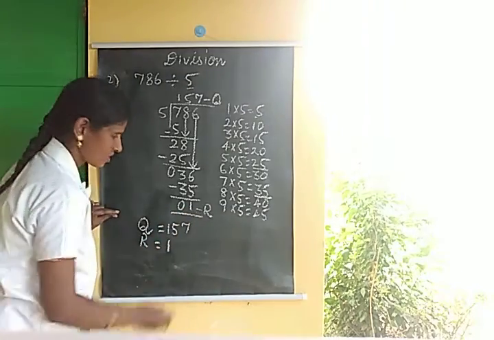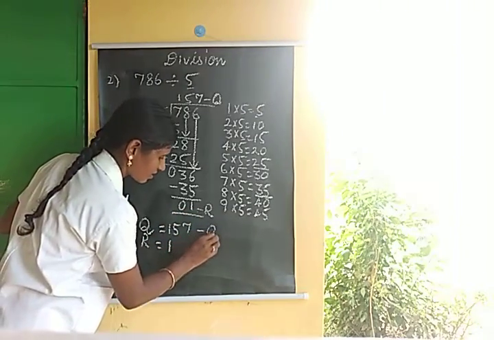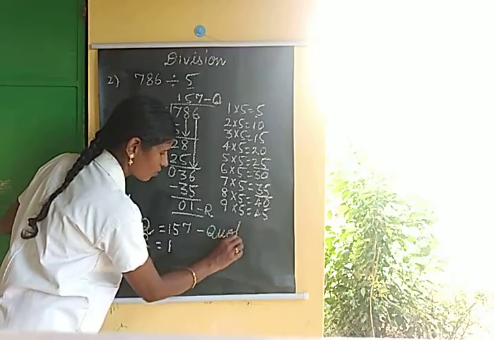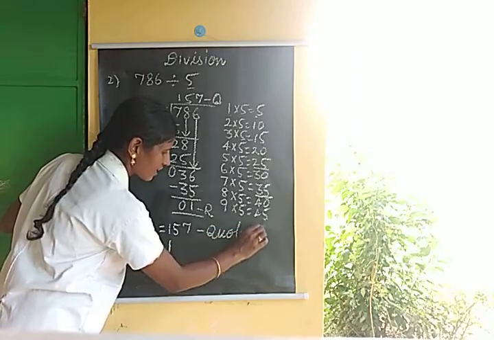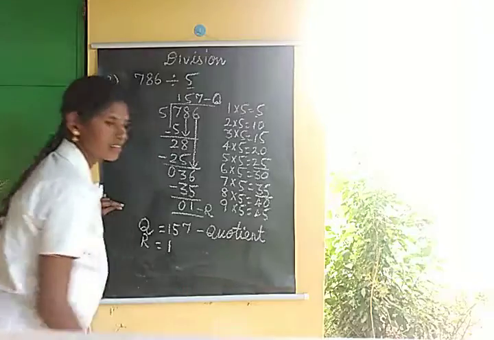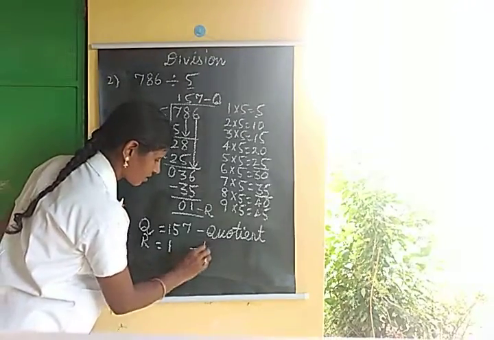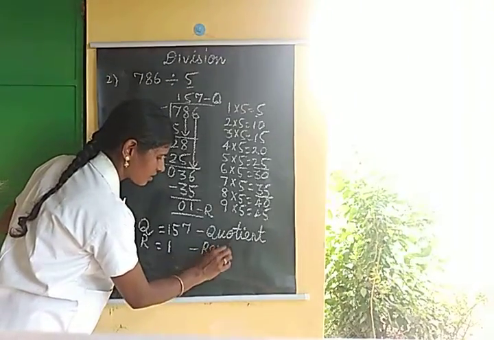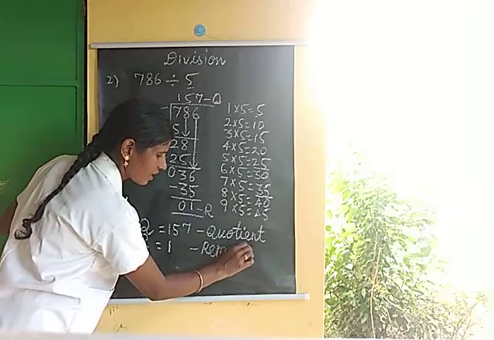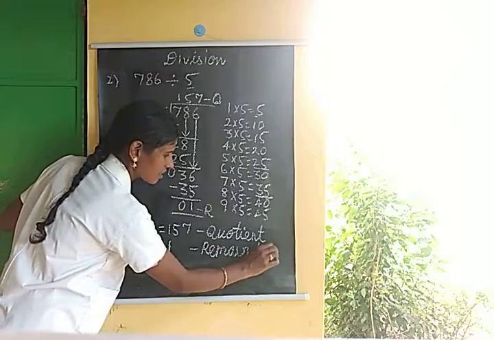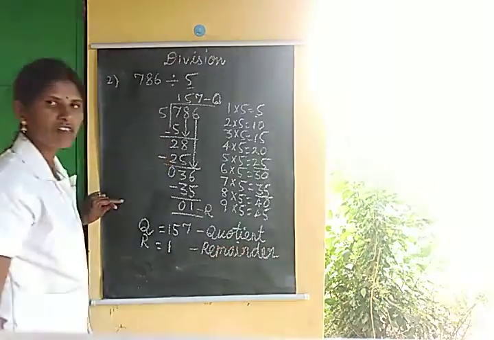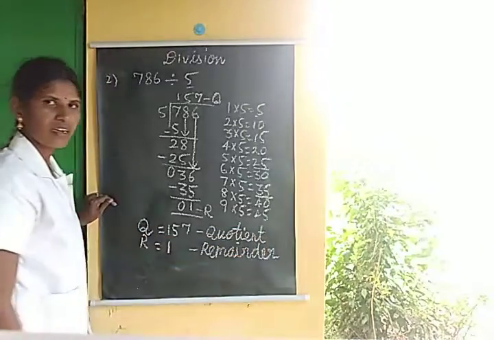Okay. The spelling I am writing here. Quotient. Remainder. When you are writing the spelling, say the spelling and then write.